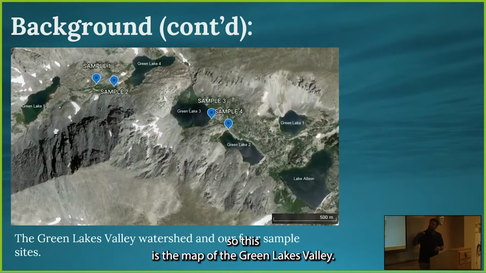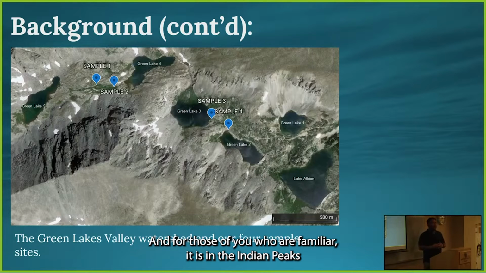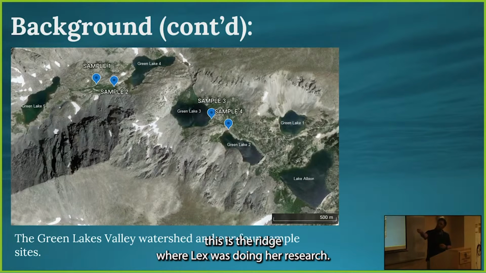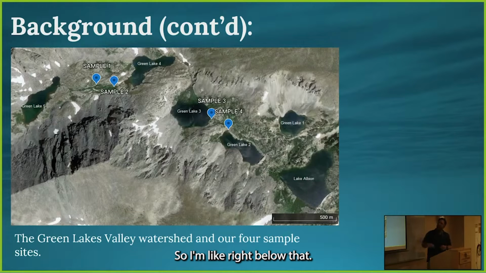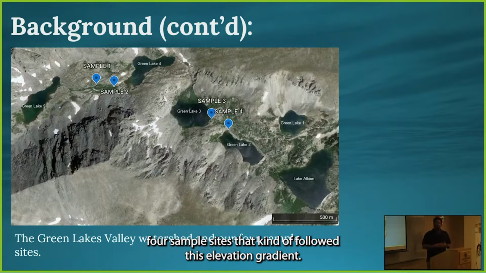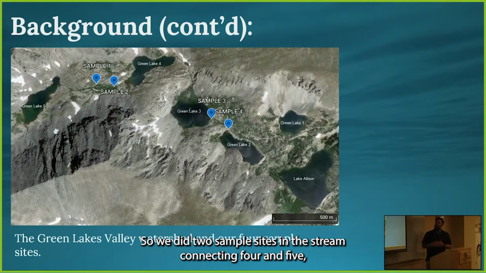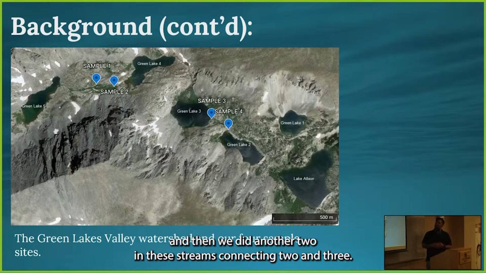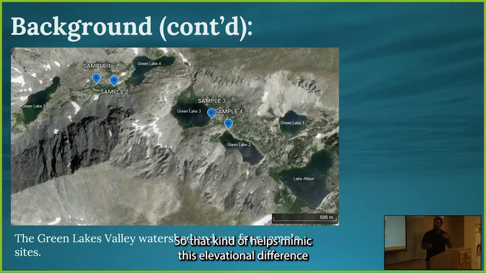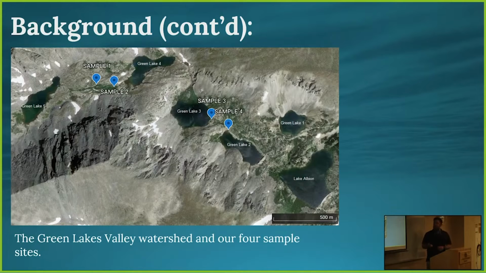So this is the map of the Green Lakes Valley, and for those of you who are unfamiliar, it is in the Indian Peaks Wilderness, which is out in Nederland, and actually this is the ridge where Lex was doing her research, so I'm like right below that. So what I wanted to do is set up 4 sample sites that kind of followed this elevation gradient. So we did 2 sample sites in the stream connecting 4 and 5, and then we did another 2 in the streams connecting 2 and 3, and there is a huge elevational drop off between 4 and 3, so that kind of helps mimic this elevational difference.